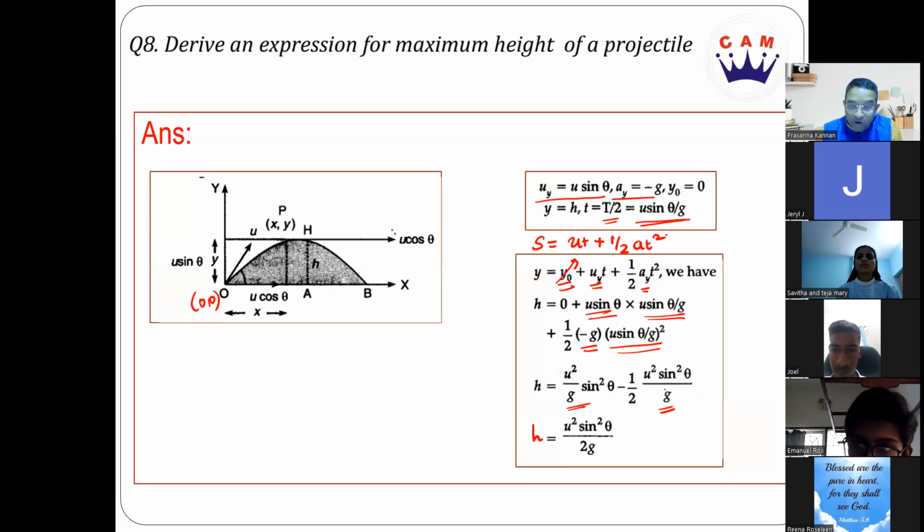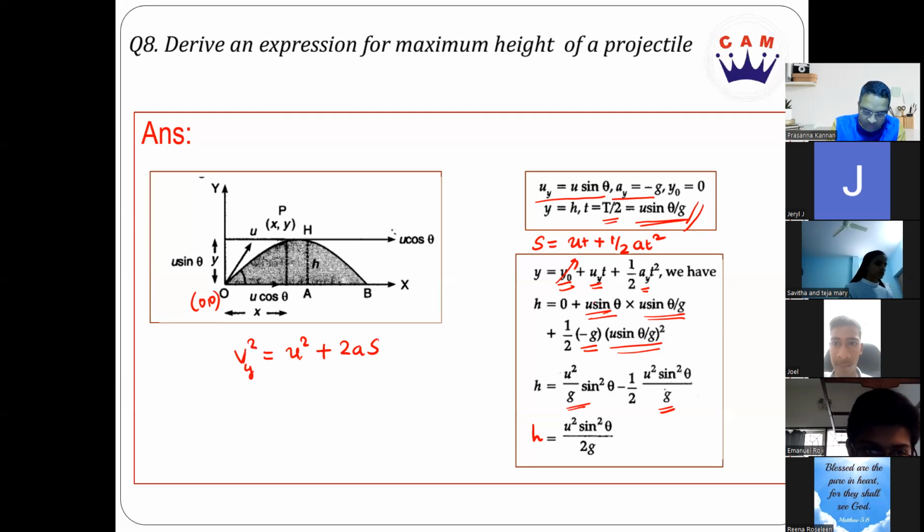Correct. So we can also use v square equals u square plus 2as, right? Exactly. The benefit of that formula is, using that, you don't have to know time. So v square is equal to u square plus 2as. See at the topmost point here, when I'm talking about v, it is vy. Is it clear?